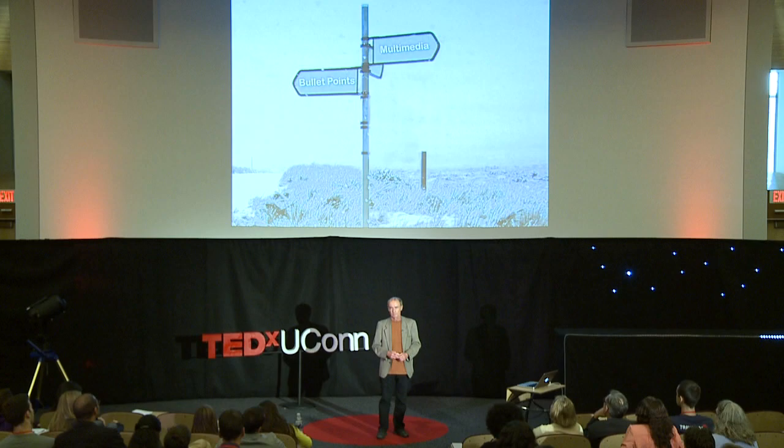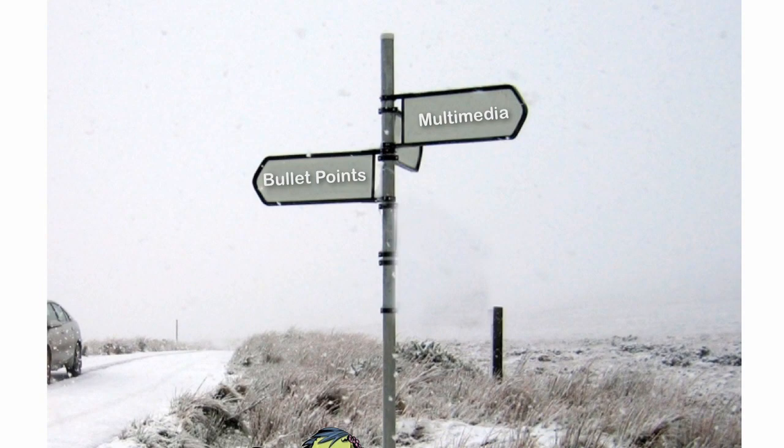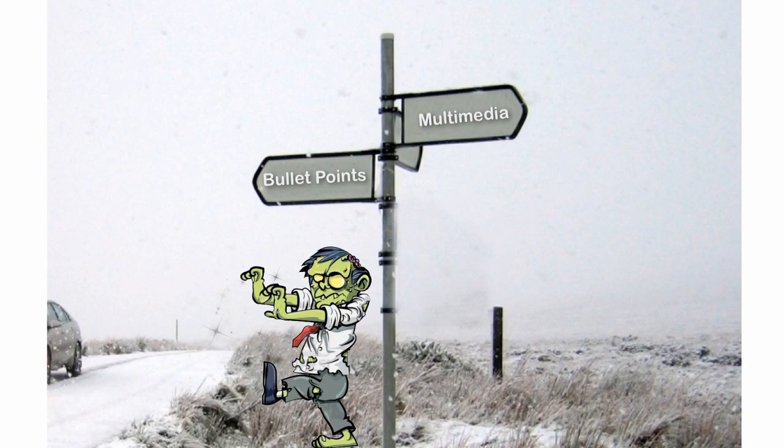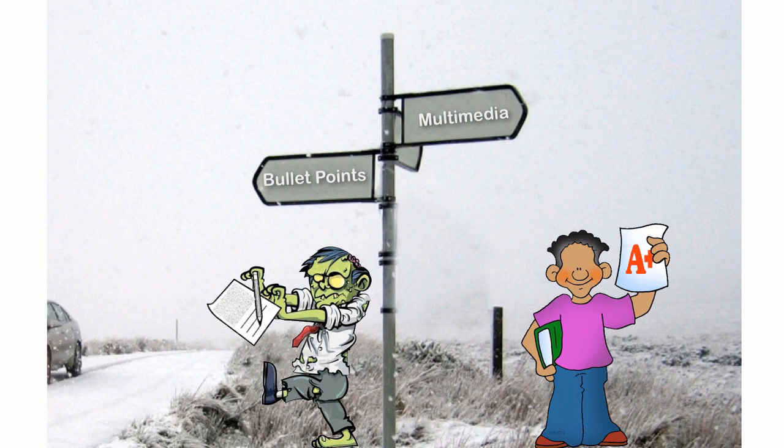So we find ourselves at a crossroads. Are we going to take the route of bullet points, where we're just going to continue to turn our students into mindless zombies, dictation-taking machines? Or are we going to take an alternate route of multimedia and see if we can get our students engaged in what it is we have to say? Well, I'm going to advocate that we do the latter. And I'd love to show you three examples of how I actually try to make this happen in my own classes. My first example is something called the framing effect.